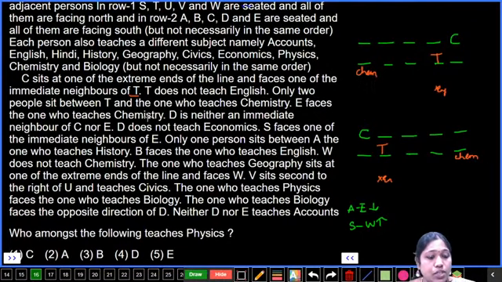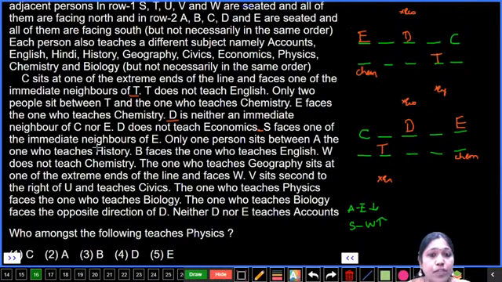The next condition is D is neither an immediate neighbor of C nor E, and then we have another point that E faces the one who teaches chemistry. E will be placed here. D is not a neighbor of C or E. That means D will be placed here. Similarly, D will be placed here. D does not teach economics. This person does not teach economics.